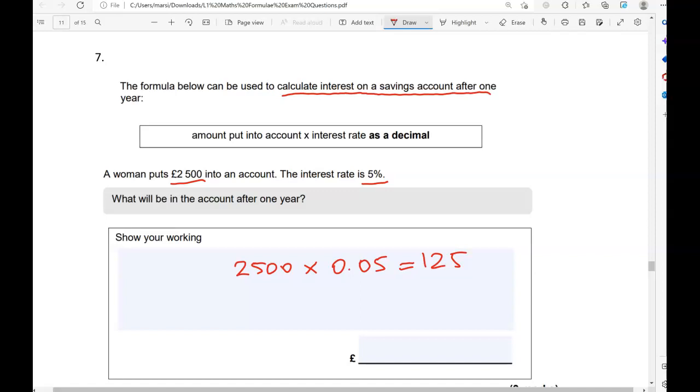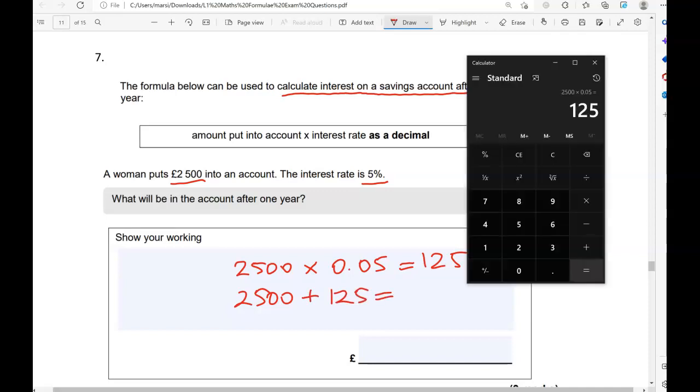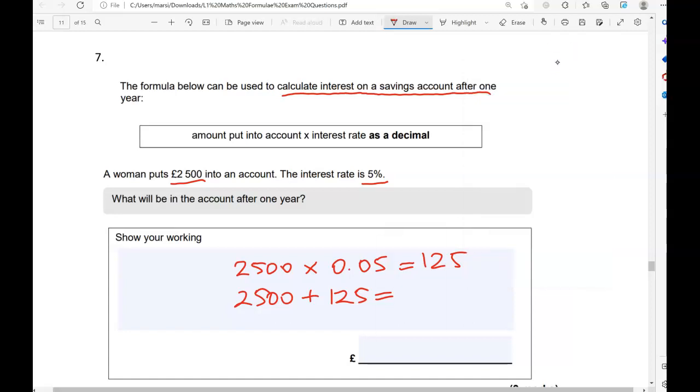So that needs to include the initial investment, which is 2,500, and we'll add to that £125, which is the interest. So adding these together gives us £2,625.